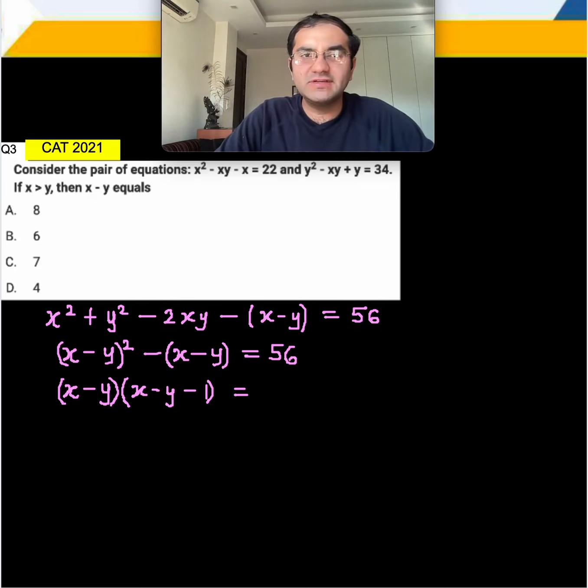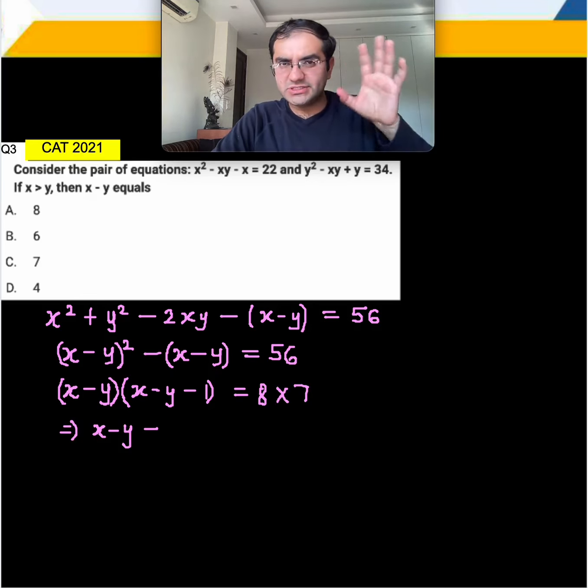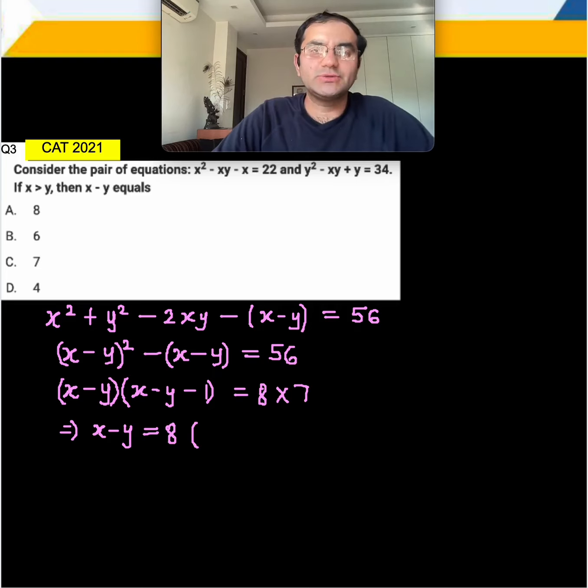How can I write 56 in this way? I can write it as number into number minus 1, 8 into 7. So x minus y is 8. Just not based on pure solving, but a little bit tricky. So x minus y is 8, the right answer for question number 3.